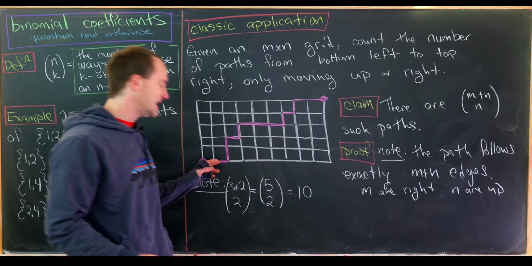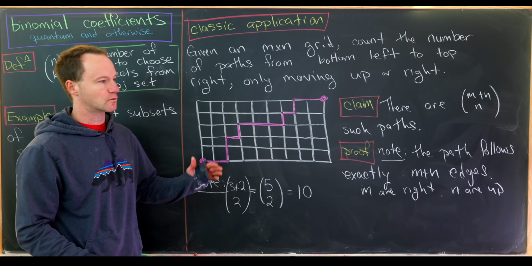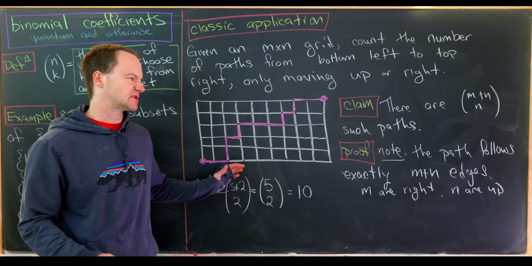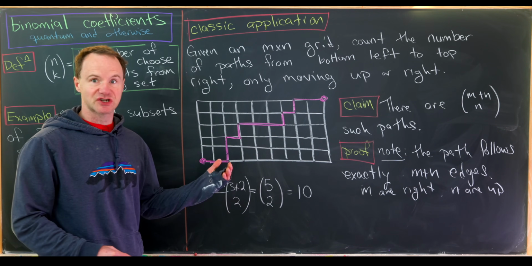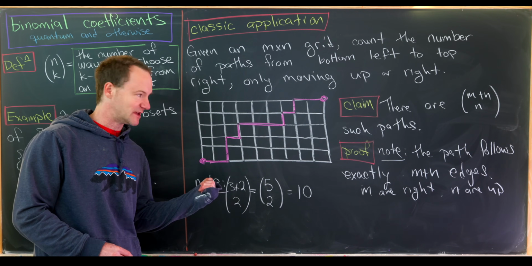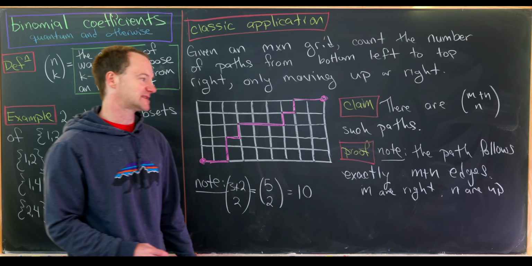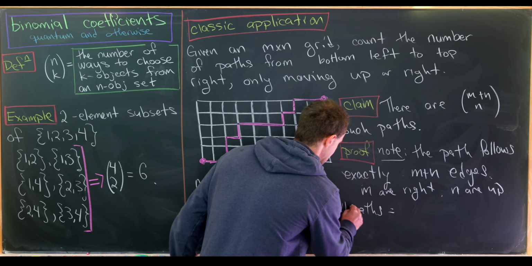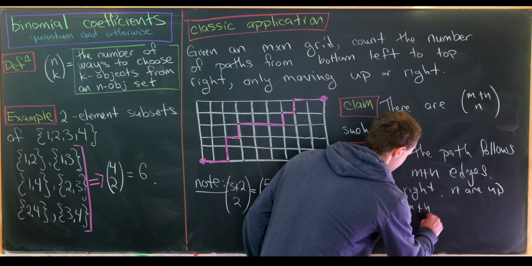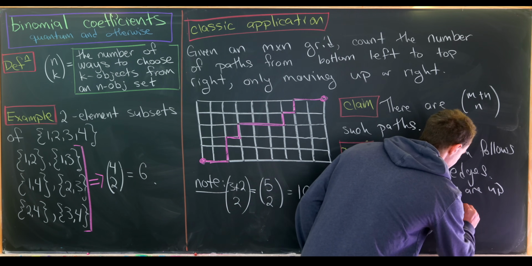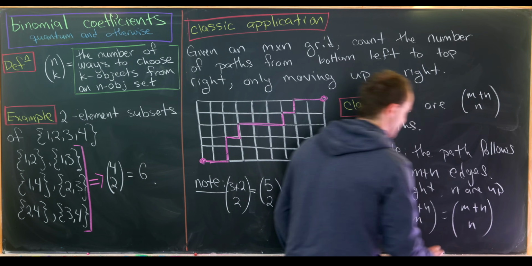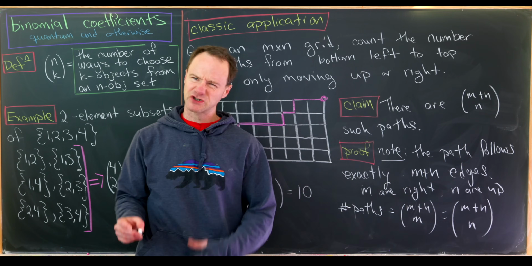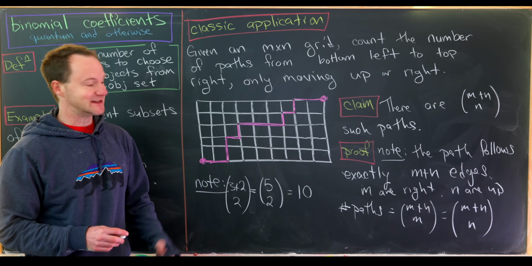So that means at any vertex, we can make the choice to go right or up, but we make m choices to go right, just by design. So that's just like choosing an m element subset from an m plus n element set. So that means the number of paths here is equal to exactly what we want: m plus n choose m, which, like I pointed out before, is the same thing as m plus n choose n, by the definition of the binomial coefficient, or by the closed form we had. You can see that as well.